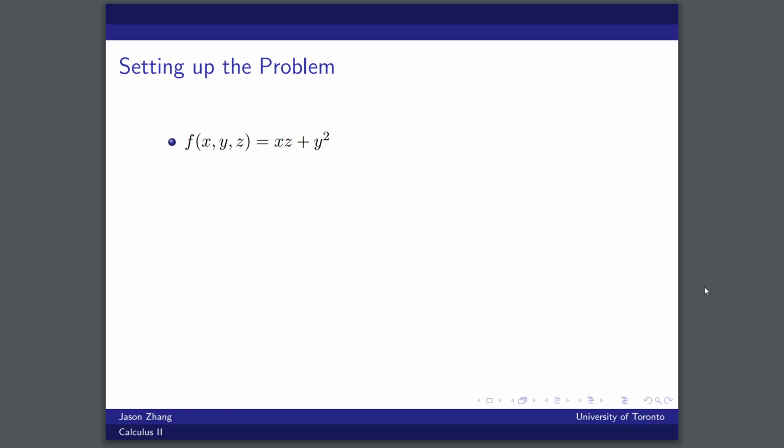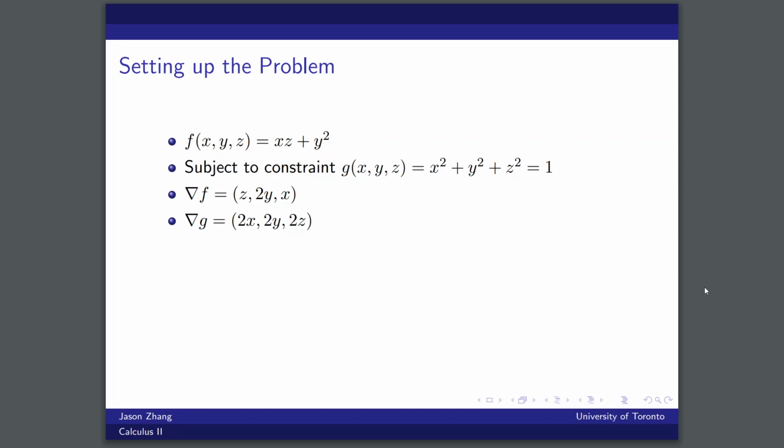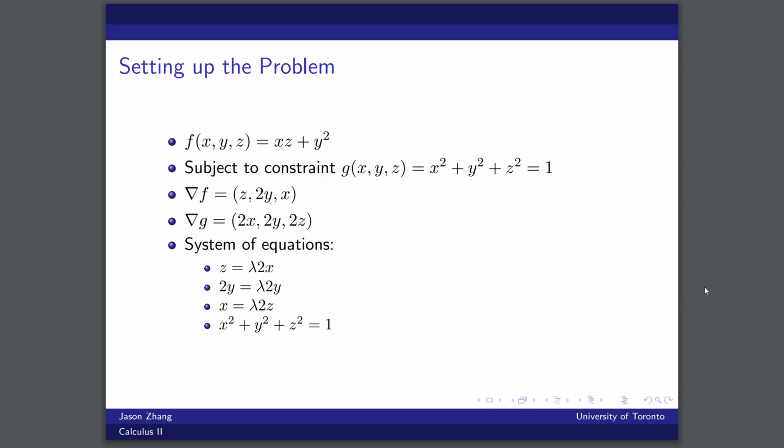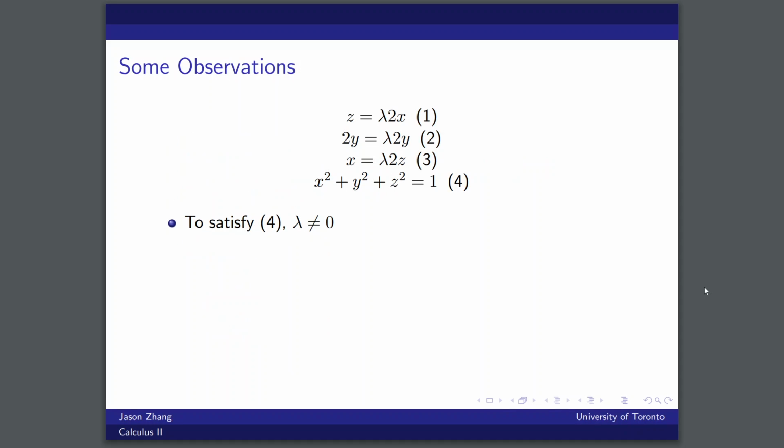So now let's go back to our problem and set it up. So we're given f to be xz plus y squared, and we're subjecting it to the constraint g is equal to 1, where g is equal to x squared plus y squared plus z squared. So obviously the first step will be to take the gradient of both of these functions. And we see they're relatively simple. Now we can set up our system of equations by using an arbitrary constant lambda to show that the vectors are indeed parallel. And the final equation will be the constraint equation.